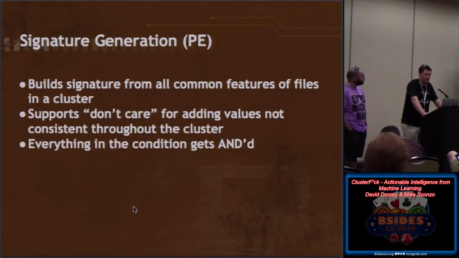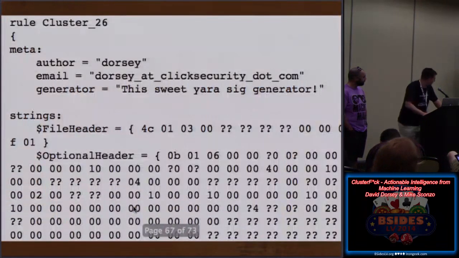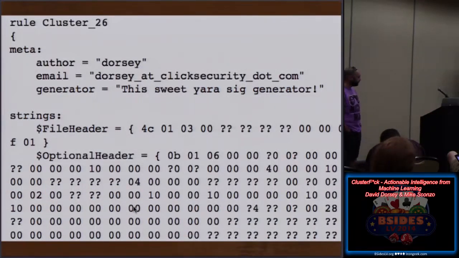Same thing as the Mako program. It builds on all common features, supports don't cares, everything gets ANDed in the end. We have added one extra feature where it'll look for the common values throughout the one field, and if it's the same, it will put that there, and if it's different, then you get the don't care. You can kind of see that here. So we have the file header and optional header.